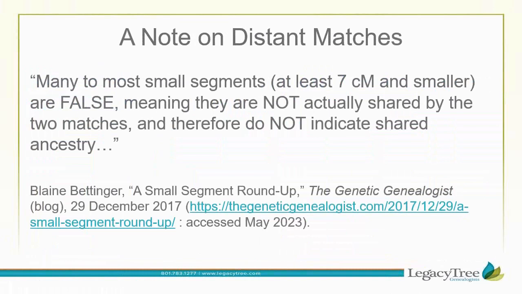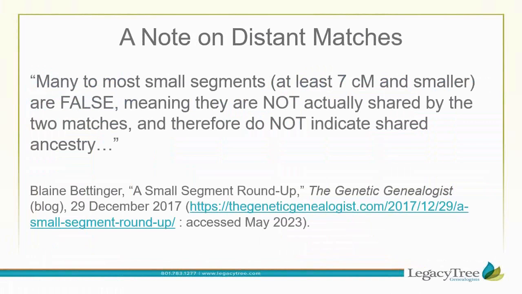And this information comes from a blog post on the Genetic Genealogist by Blaine Bettinger called A Small Segment Roundup, where he goes through and says, you have those small matches that are sharing just 6, 7, 8 centimorgans with you. They're probably not true. That DNA that you share with those people may not even come from your proposed common ancestors. So why do we care about them?